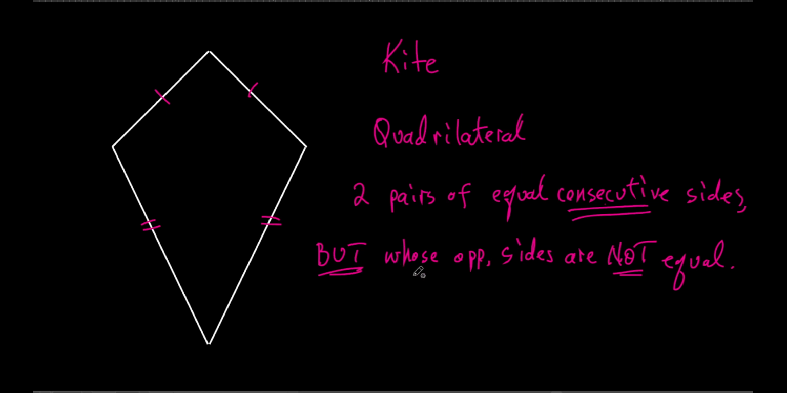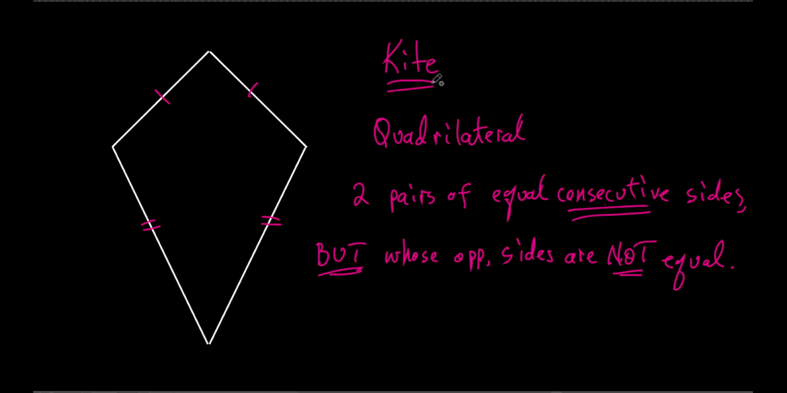What's the second part? It says whose opposite sides are not equal. So look, this side right here and this side right here, they are opposite each other. It's true, they are opposite, but are they equal to each other? No, because this got 1 tick mark, this got 2 tick marks. That means they are not equal to each other. So the sides opposite are not equal. That's the definition of a kite. It's a little weird, all right, but that's what it means.